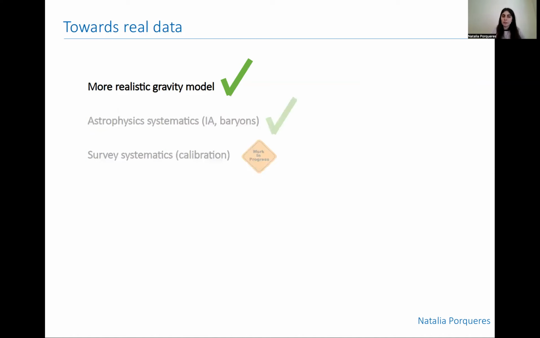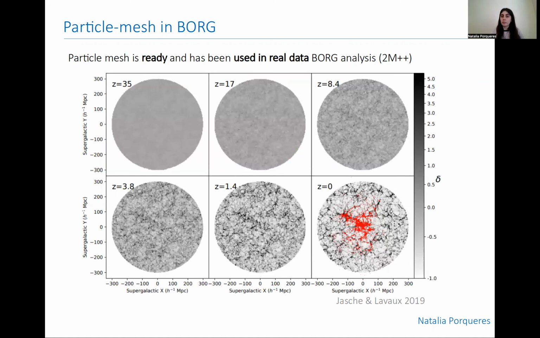So let's talk first about the more realistic gravity model. We already have in Borg a particle mesh. This has already been used in real data analysis to analyze the 2M++ galaxy clustering. What you're seeing here are some of the results. The red dots are the galaxies from the data, and this is the dark matter distribution obtained from the particle mesh. So we have a better gravity model that allows us to go to 2-3 megaparsecs of resolution.